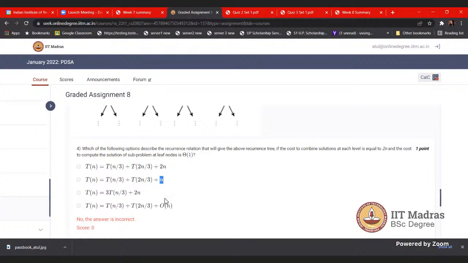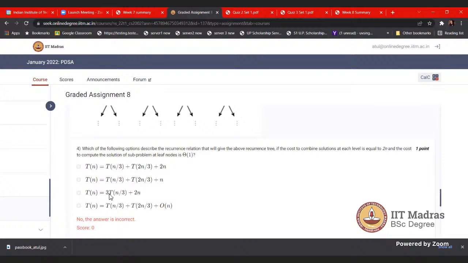Okay, we can represent the complexity in terms of the number of steps. But if the number of steps is given, we cannot change it. 2n is the total number of steps to combine the solution at each level. But we are changing the number of steps. So this cannot be the correct answer.